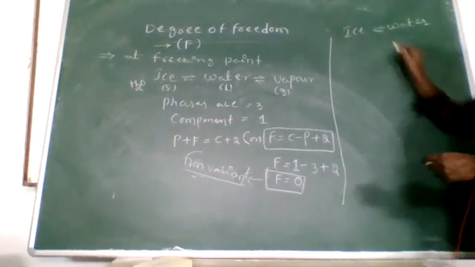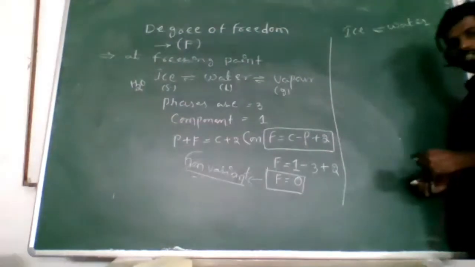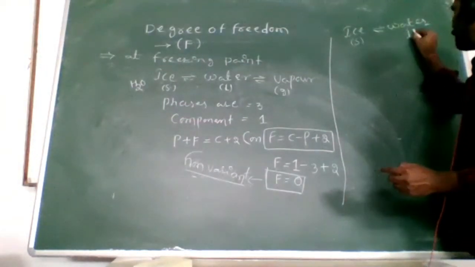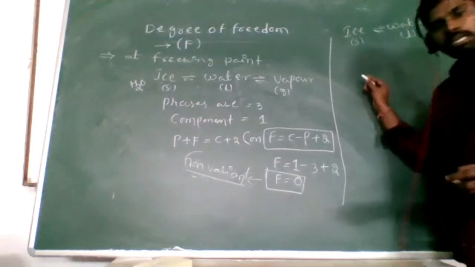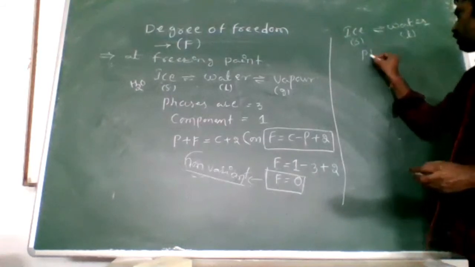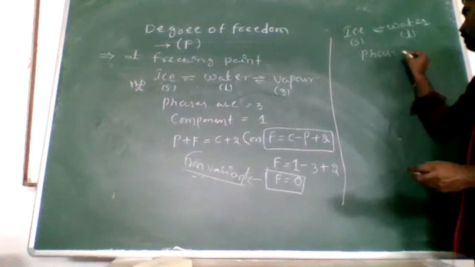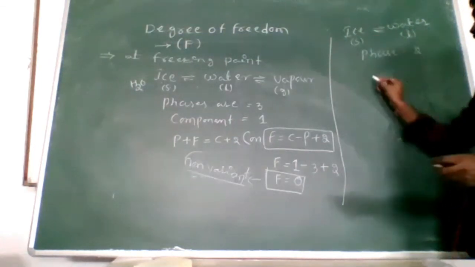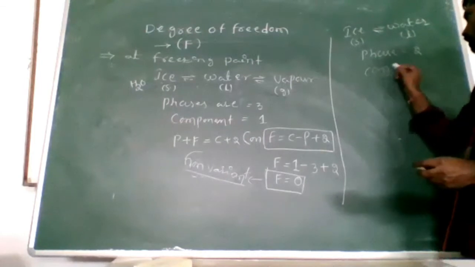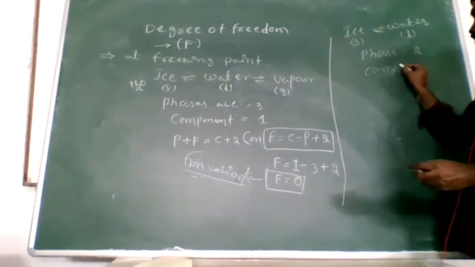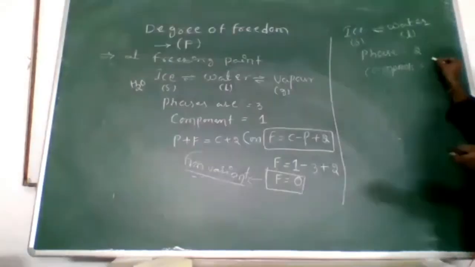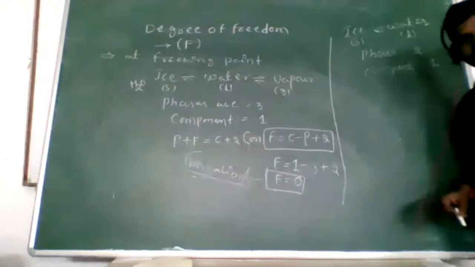Here in the system, 2 phases are in equilibrium. One is the ice, one is the liquid water. Look at here. How many phases? Phases here in the system are 2. One is solid, one is liquid. How many components? Components are equal to 1.